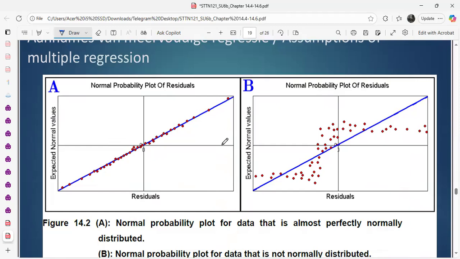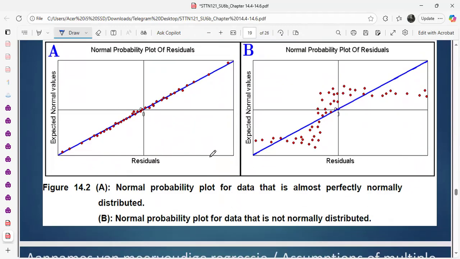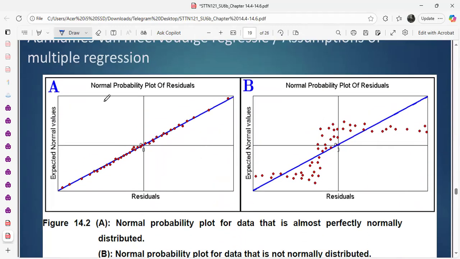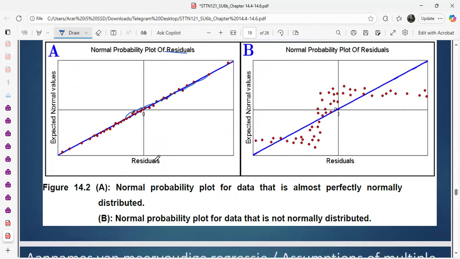And also try to check this one, the normal probability plot of the residuals. If you look at the dots along the line, it means that it is perfectly normally distributed. But with this one, look at the dots, you see the direction of them. So this one is not normally distributed, because even when you look at the dots here, not normally distributed.